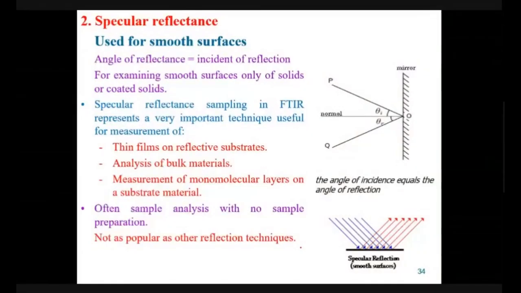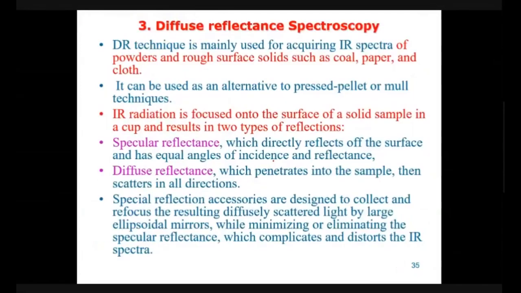Next is specular reflectance. Now, here you will see that there is no element present immediately in contact with your sample. It is for smooth surfaces like films, fine bulk material, and for a monomolecular layer on substrate material. The third type is diffuse reflectance.